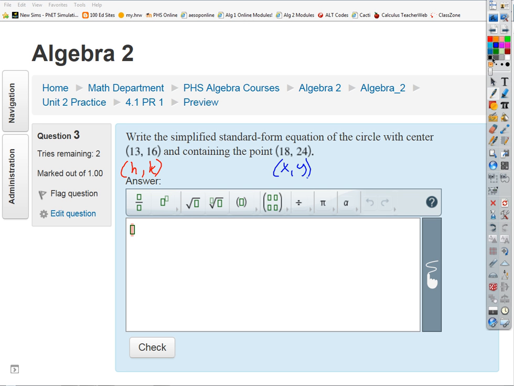And we want to plug all that stuff into, once again, our standard form. So we know what to plug in for H and K. We plug in 13 and 16. But we got to solve for R, or really just solve for R squared. We don't even need to know what R is. We just need to know what R squared is. And then we could always square root it to find the radius.